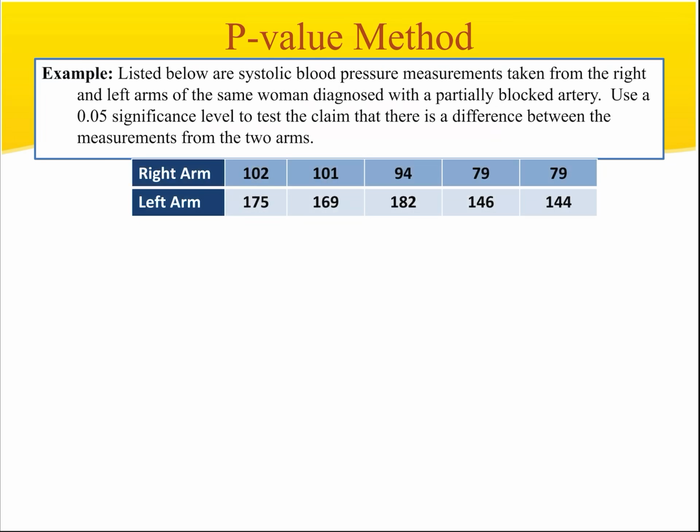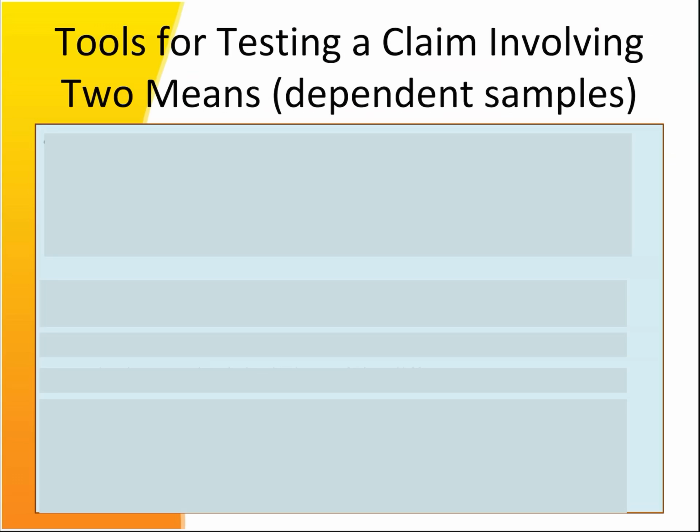P-value method. Listed below are the systolic blood pressure measurements taken from the right arm and the left arm of the same woman diagnosed with a partially blocked artery. Use a 0.05 significance level to test the claim that there is a difference between the measurements from the two arms. So below we have the right arm measurements are 102, 101, 94, 79, and 79. And the left arm measurements do appear higher, 175, 169, 182, 146, and 144.